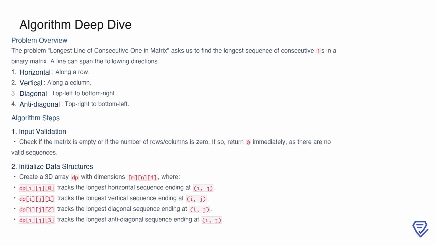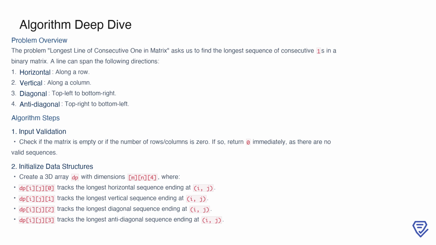In this problem, we are tasked with finding the longest line of consecutive ones in a binary matrix, where each line can span in one of four possible directions: horizontal, vertical, diagonal, or anti-diagonal. For example, a horizontal line would consist of consecutive ones along a row, while a diagonal line would stretch from the top left to the bottom right of the matrix.